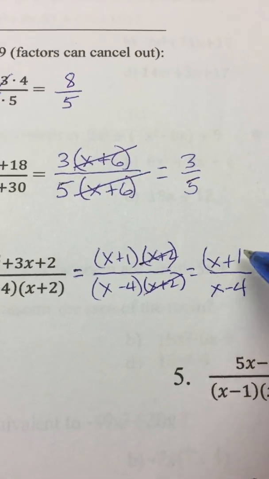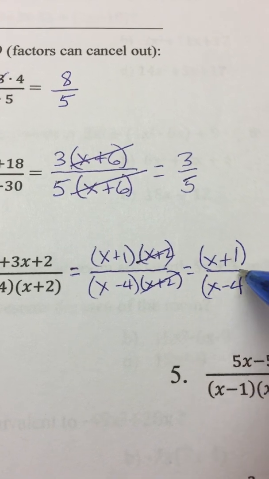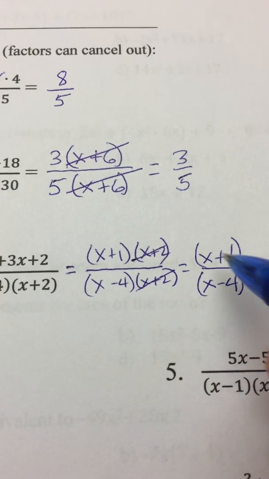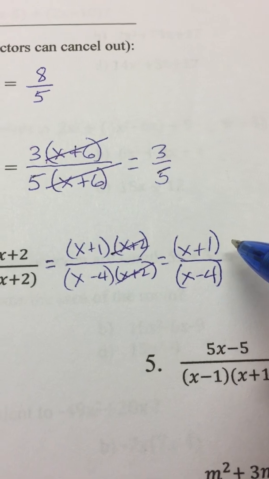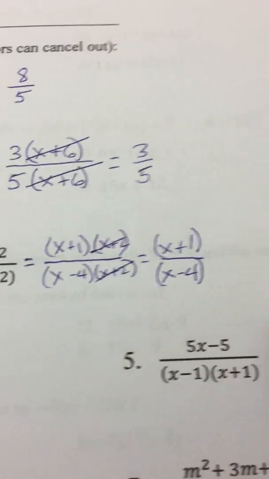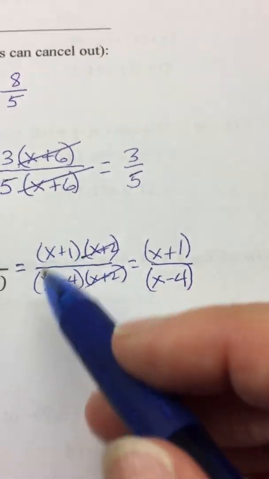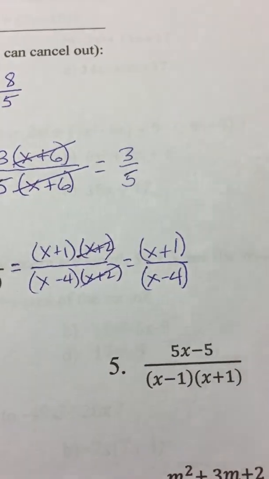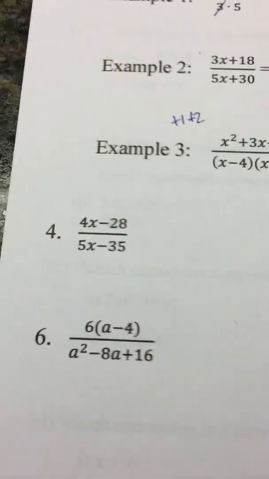So if you want to remember that, that whole thing is a factor. And so unless I have another x plus 1 on bottom, it can't cancel out. Unless there's another x minus 4 on top, they can't cancel out. Okay, so that's the only tricky part. Some people like to try to cancel out these x's, and you can't do that. All right, so either the whole thing goes or nothing goes.